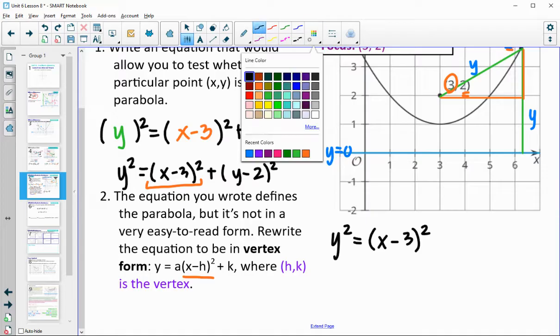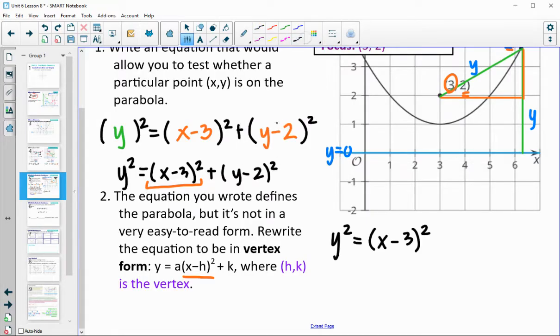So let's multiply out this y minus 2 squared. So remember that that's going to be y squared as the first term. We're going to have negative 2y twice. So we're going to have negative 4y. And then we're going to have negative 2 squared, which is plus 4.